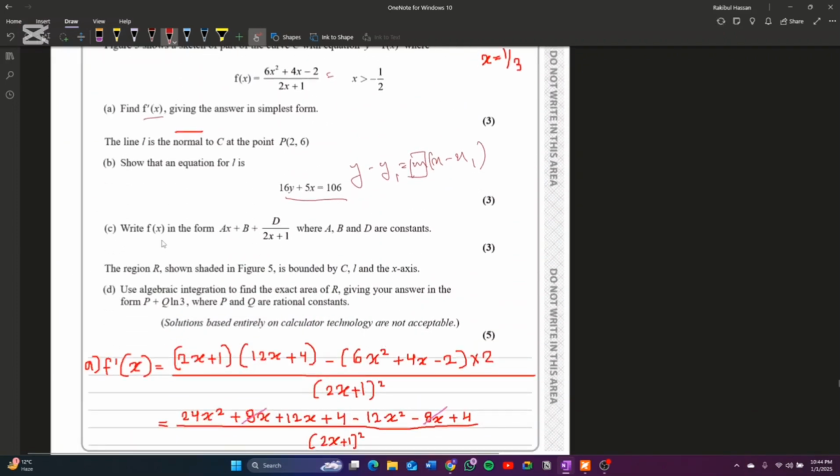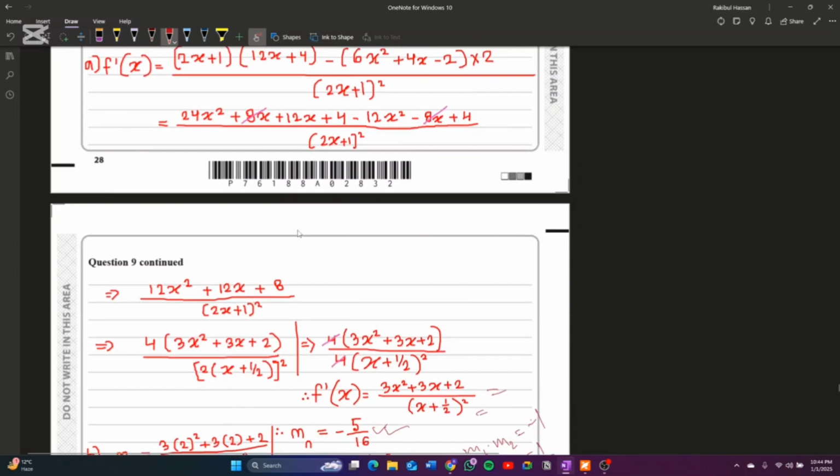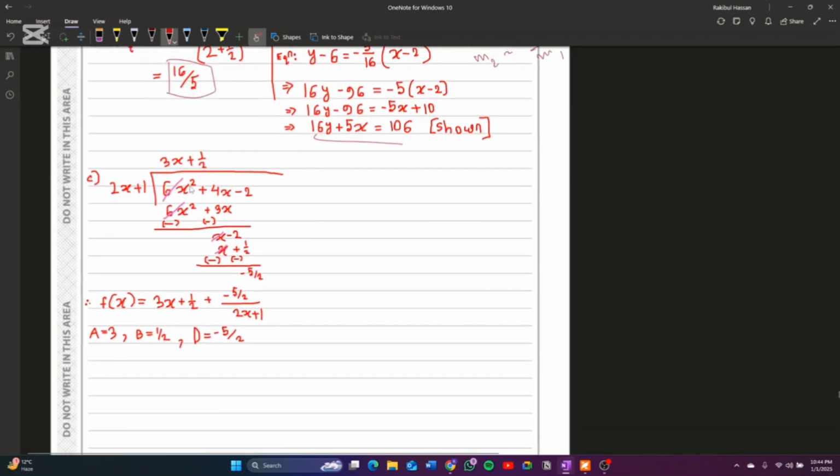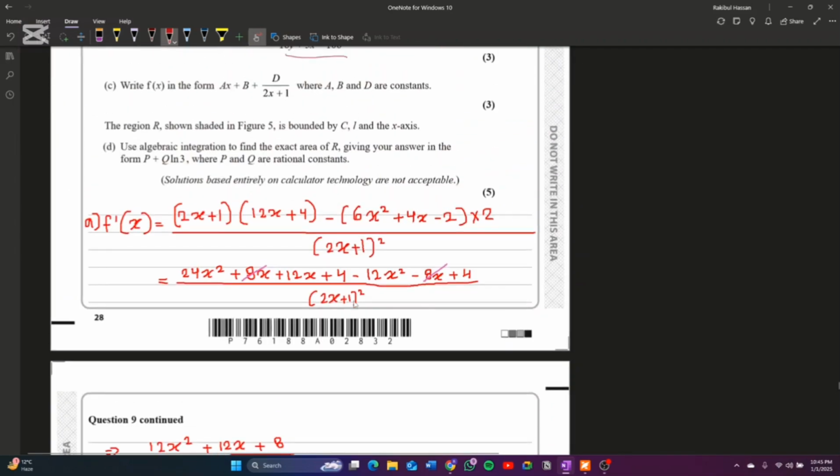Next, we write f of x in the form ax plus b plus a fraction. So we do long division, and we have a remainder of minus 5 over 2. This gives us 3x plus a half plus the remainder over this divisor, and therefore the A, B, and D values can be found.